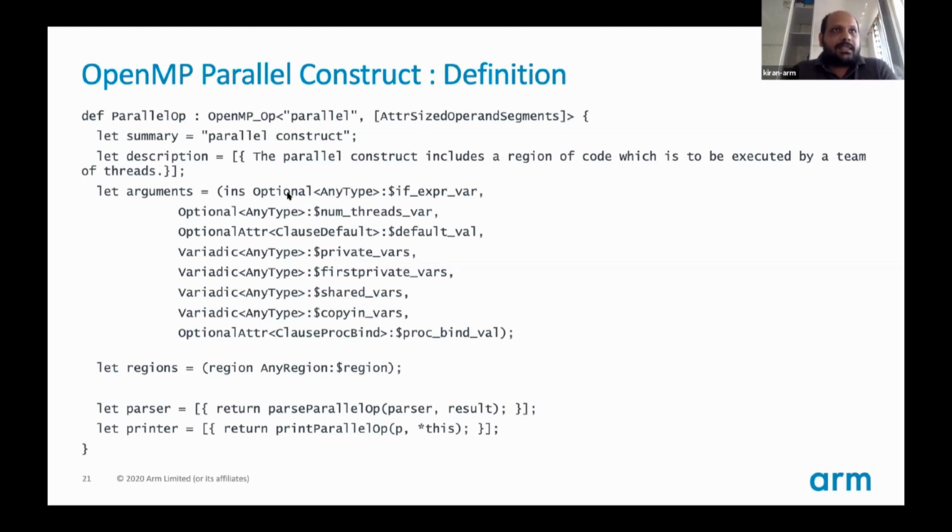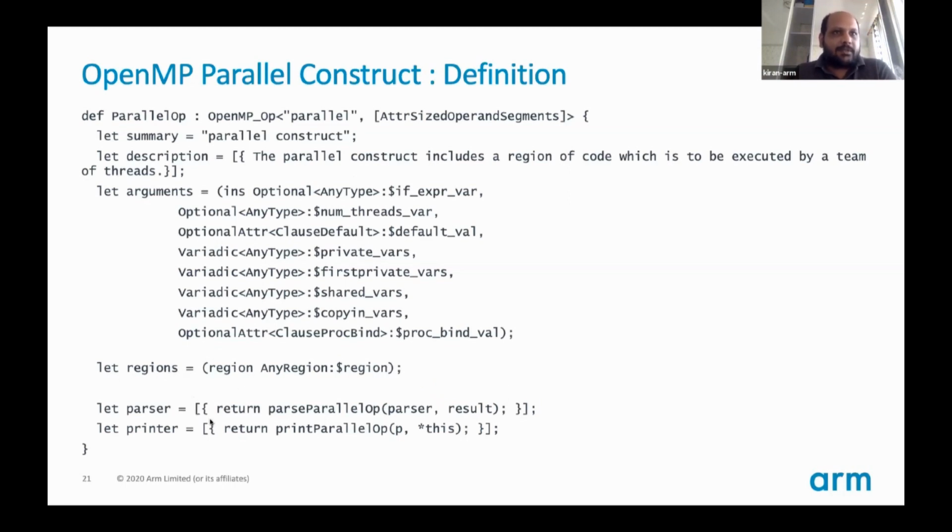Then there is a facility to mark optional clauses, since most of the clauses in OpenMP are optional and need not occur always. Clauses like num threads and the if expression can be optional. Some of these clauses, like private, shared, and copy, can take any number of arguments. So these are marked as variadic. Variadic means 0 or more. And then the parallel operation also has regions inside it, so there is a specification for how you define regions.